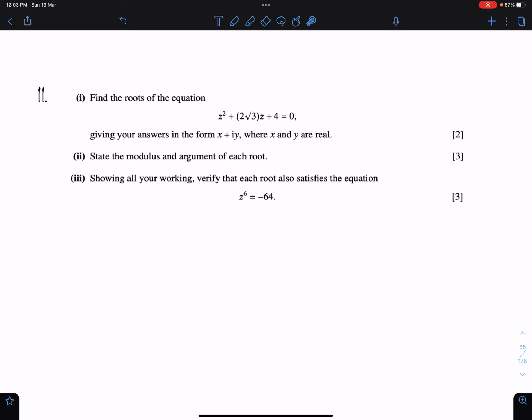Ameen. Alhamdulillahi rabbil alameen. This question is an important application of trigonometric polar form. This question is from my practice book.